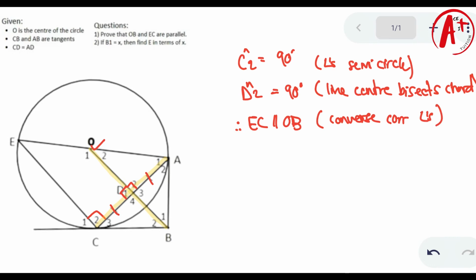Remember, we need to state that it is the converse of corresponding angles, as generally we know the angles are equal and therefore the lines are parallel. However, in this case, we're proving the angles are equal to each other and therefore proving the lines are parallel.